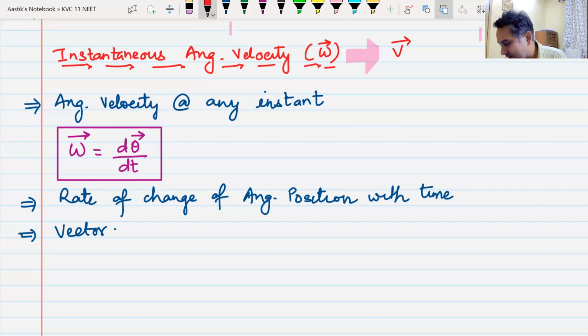It is instantaneous velocity. Great. Instantaneous angular velocity, omega vector, is the same as the velocity vector. Both are vectors, so we don't have to worry. There are different types of vectors, but we'll not get into that. Now, what is the next term that we are going to study?